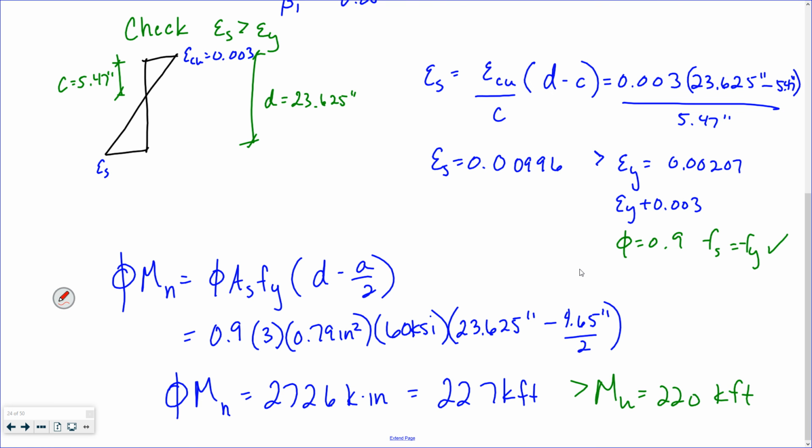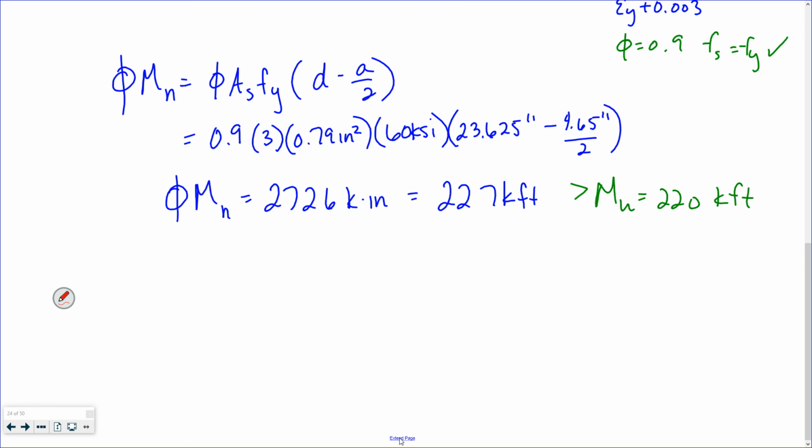And I can go back and recalculate my phi Mn. Now I have my area of steel, my three number 8s. I have my d that I recalculated based on the actual geometry, and my depth to my stress block based on all of that. And I get a phi Mn of 227 kip-feet, which is greater than the 220. And I'm going to add a little epilogue here.